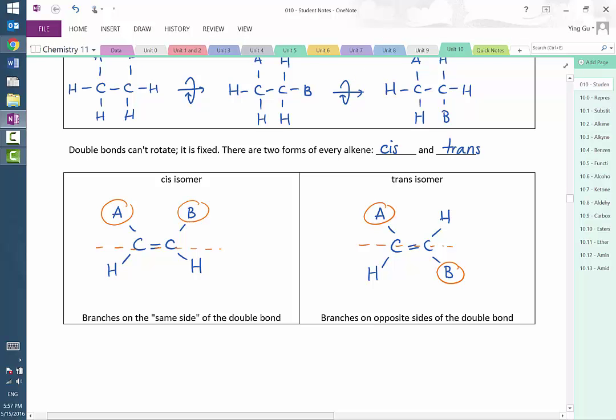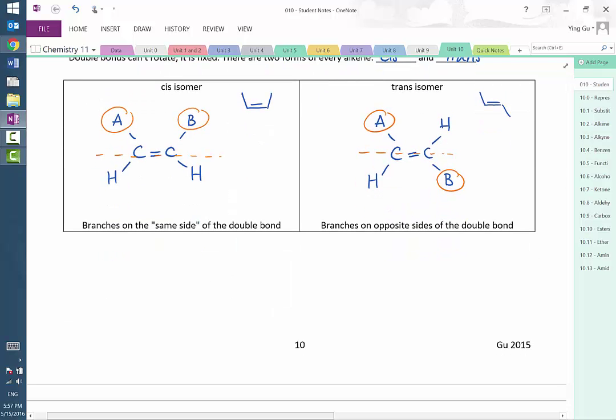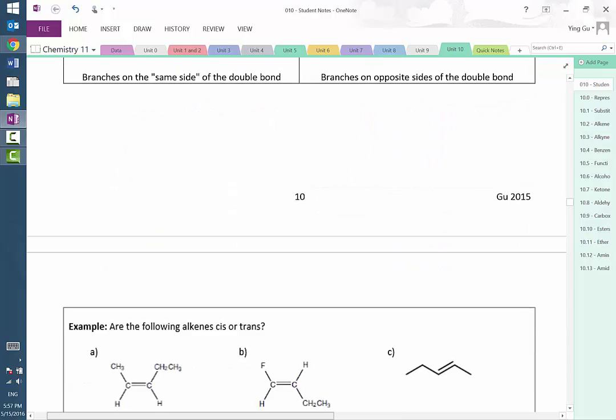That is called the trans isomer, the transversal. If we were to draw that in a line diagram, the cis isomer would look like a boat, and the trans isomer would look like a little lawn chair. Let's look at some examples to see if we can identify whether what we're looking at is a cis or a trans.